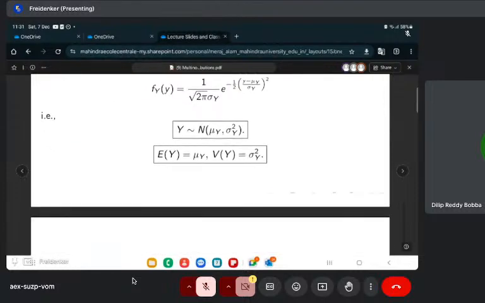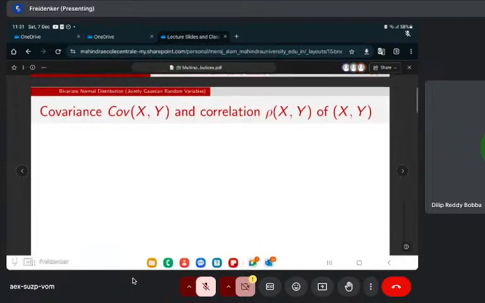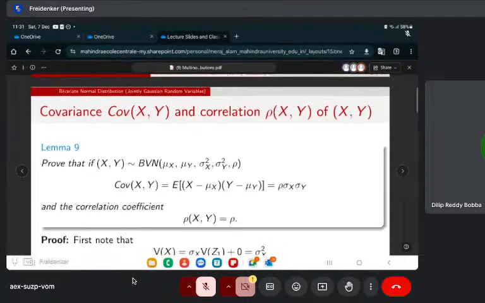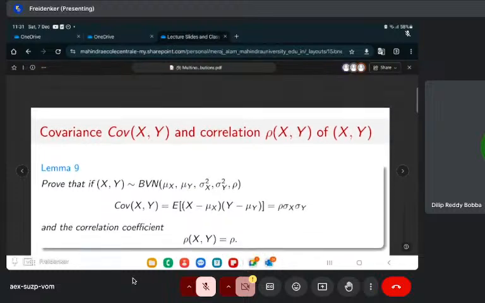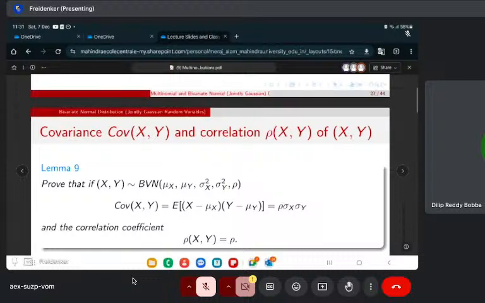Fine. More properties, any more properties? Covariance of x and y, correlation of x and y. Prove that... I mean, okay, fine. There's nothing here. It's just that if x and y belong to the probability distribution BVN, where the five parameters are there, remember the order, because in the exam they'll just give you numbers. So you'll have to know that the first one is mu x, second one is mu y, third one is variance of x, fourth one is variance of y, last one is correlation of x and y.